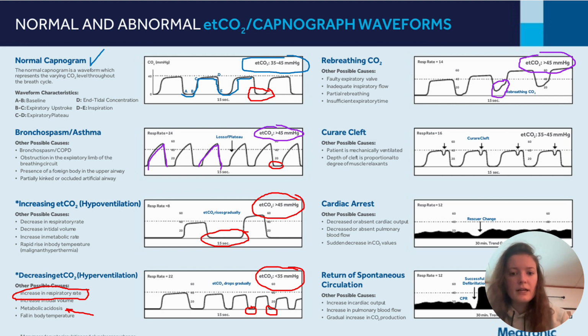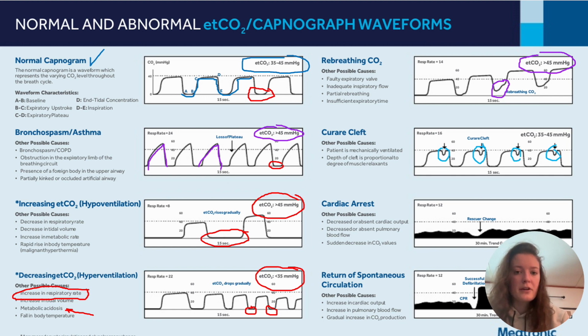Next, the Curare cleft. That's more for mechanically ventilated patients, especially if they're on muscle relaxants. So if you have someone that's intubated during surgery, and you see this Curare cleft, which is this right here, it means the patient is trying to breathe on their own, and you should reevaluate if you need to sedate them more.